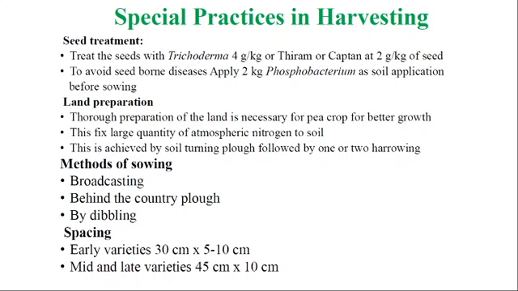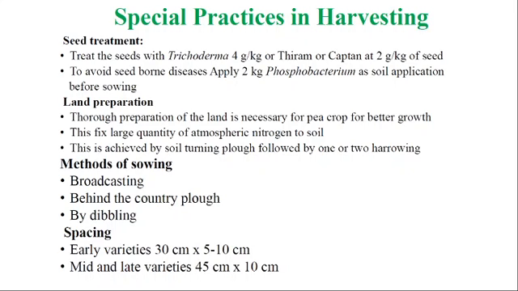To avoid the seed borne diseases, apply 2 kg of phosphobacterium as a soil application before sowing. Yes, before sowing the seed into the soil, there is a need to apply 2 kg of phosphobacterium as a soil application. With the help of that, we will avoid the soil-borne diseases of the pea.